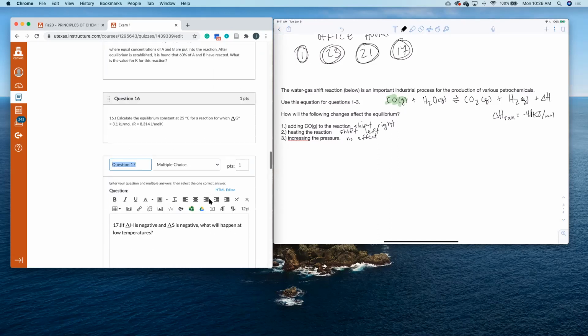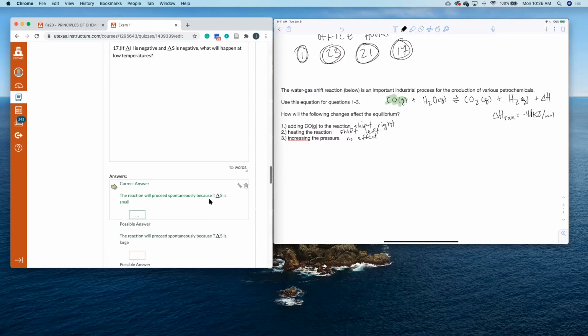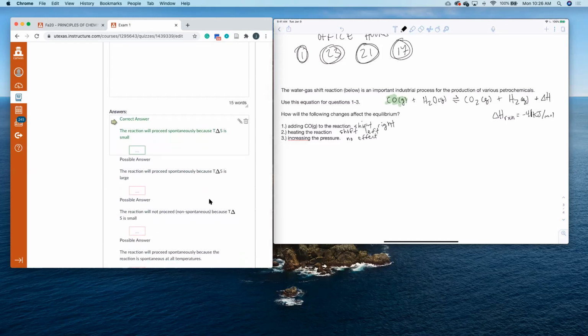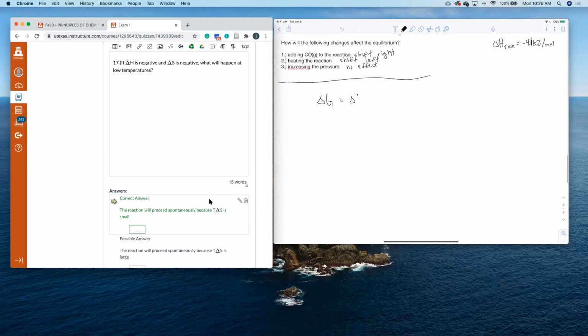Okay, so problem 17: if delta H is negative and delta S is negative, what will happen at low temperatures? And then they give you some answer choices. If delta H is negative and delta S is negative, what will happen? So what's going on in this question here? They're telling us that delta H is negative and delta S is negative.